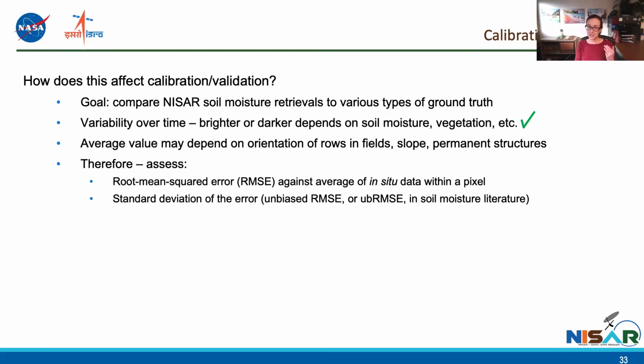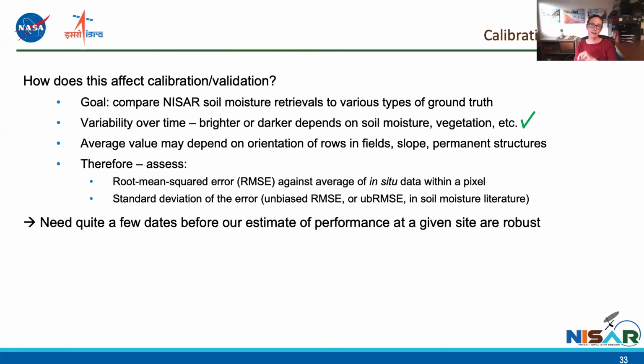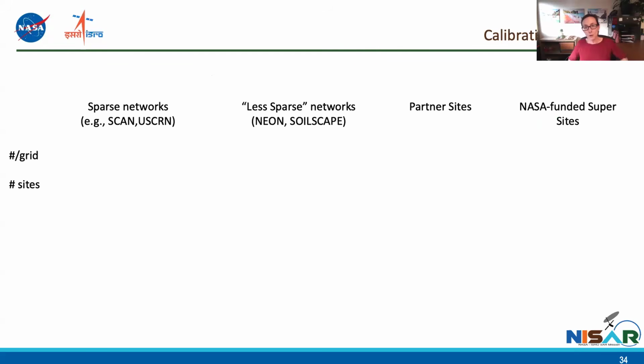Now, to calculate the standard deviation of something, you need a whole lot of points, right? And so we need quite a few dates where we have in situ measurements and satellite-based measurements before we can tell how well we're doing and figure out which of these three models is doing best where, right? So that's why there's going to be this calibration and validation period where the group is really trying to assess these things.